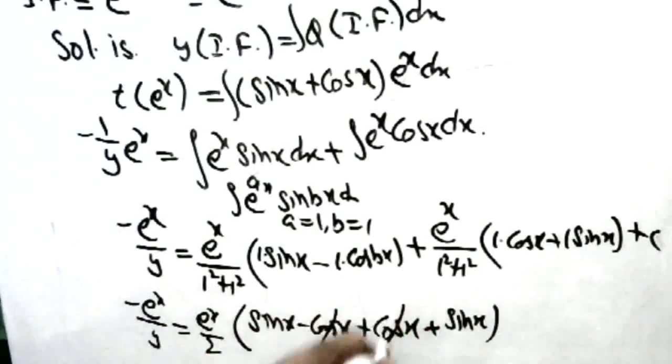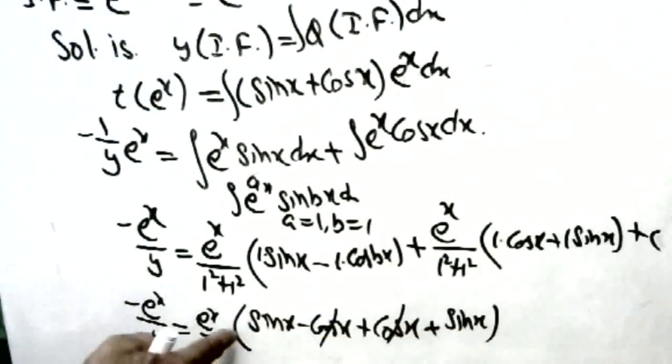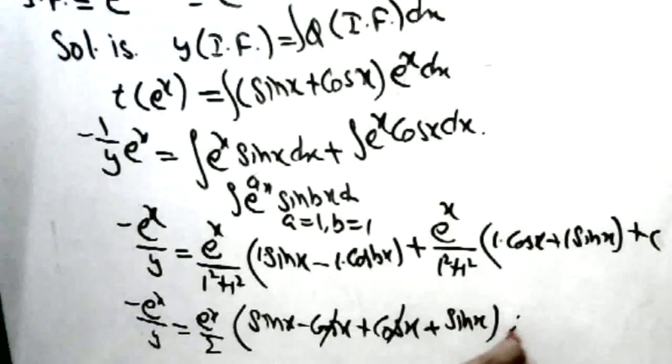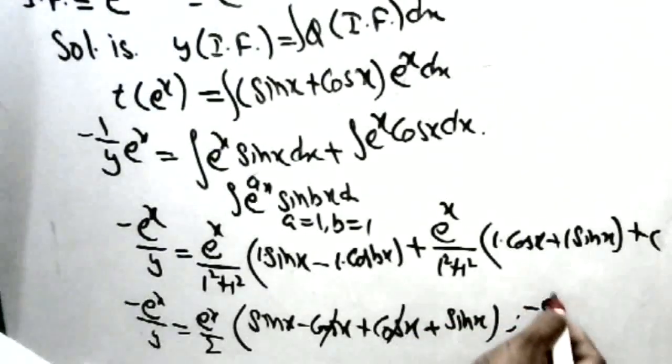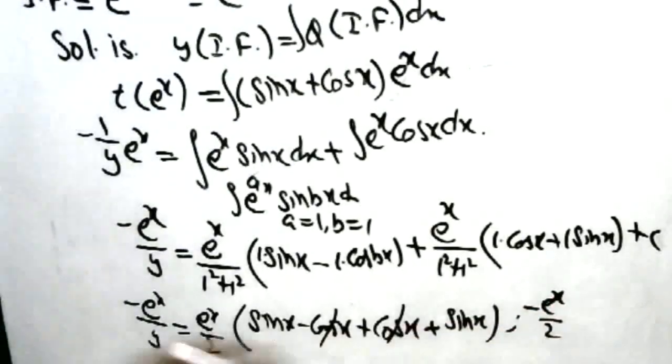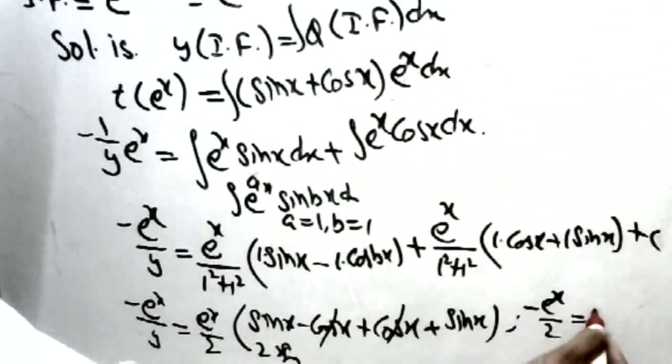So here we are having plus. Plus minus cos x will get cancelled. Sin x plus sin x is 2 sin x. That 2 and 2 will get cancelled. Let me leave this one. Minus e power x by 2, minus e power x by 2. Sin x plus sin x will be 2 sin x. This 2 and 2 will get cancelled.